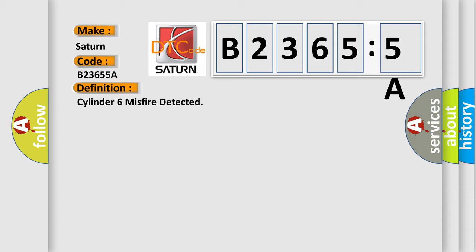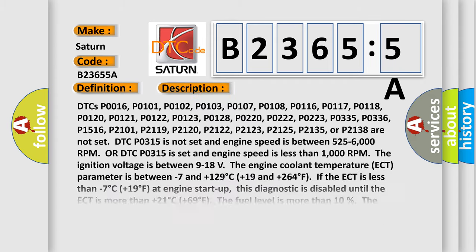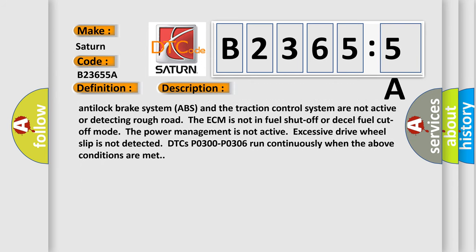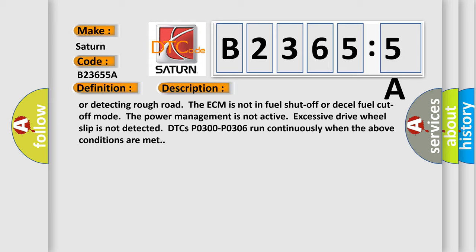The antilock brake system ABS and the traction control system are not active or detecting rough road. The ECM is not in fuel shutoff or decel fuel cutoff mode. The power management is not active. Excessive drive wheel slip is not detected. DTCs P0300, P0306 run continuously when the above conditions are met.